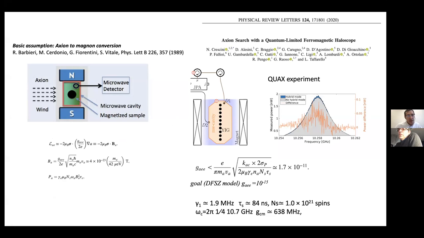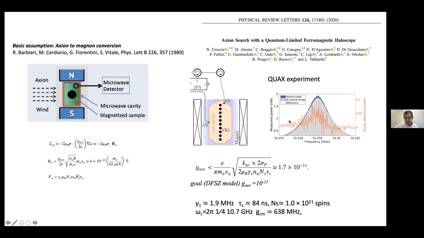The experiment was realized a few years ago, and was presented by Claudio Gatti also in this conference. So let me just refresh the basic setup. We have a magnetic target constituted by a collection of spheres of yttrium iron garnet, the YIG, in a microwave cavity, and the whole system is inserted in a strong magnetic field. When the axions come, they excite the magnetic system. The magnetic system is coupled to the microwave cavity, and eventually microwave photons come out from the cavity and can be detected by superconducting electronics.